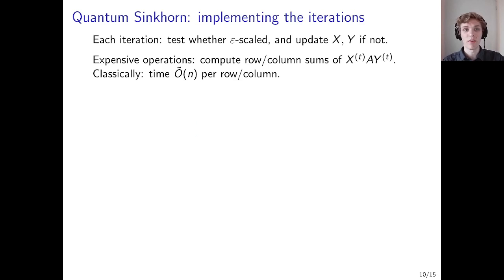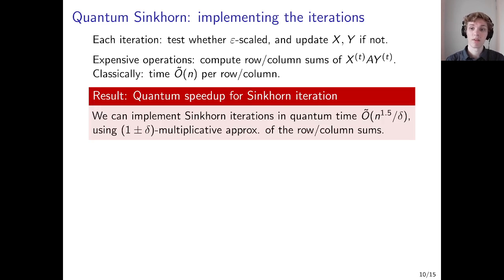So let's get to the iterations. So in every iteration I want to test whether the matrix is epsilon scaled, and I want to update my x or y if this is not the case. So the expensive operations in this process are basically computing the row or column sums of the rescaled matrix. Classically, you can do this in time order n per row or column, and you have n rows or columns, so you would have a time of n squared per iteration. However, quantumly we can do something slightly faster.